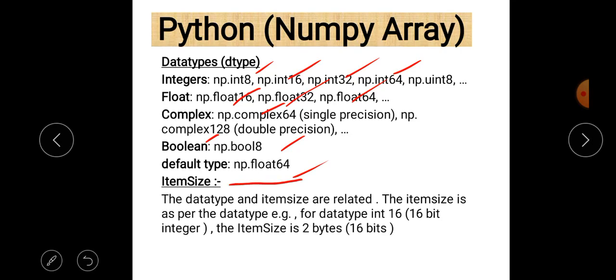And the data type and the item size are related. The item size is as per the data type. For data type int16, which means a 16-bit integer, the item size is 2 bytes. 2 bytes means 16 bits because 1 byte is equal to 8 bits.